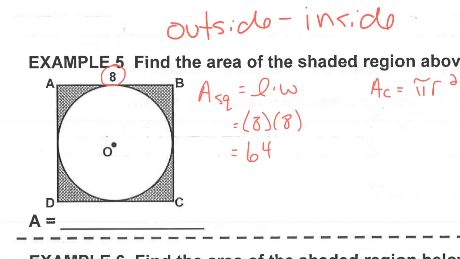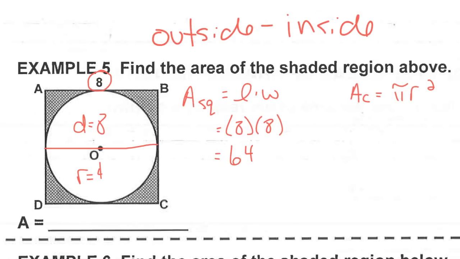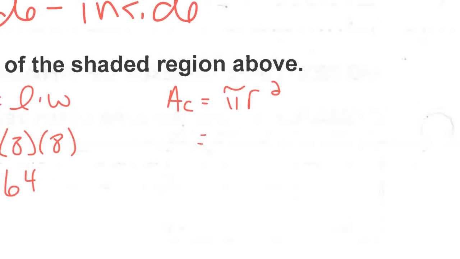Now, they didn't actually give us anything about the circle except that we know the length of the sides of the square, which happens to be the same as our diameter. So I know the diameter equals 8, which means the radius must be 4. So I'm going to come over here, pi times 4 squared, which is 16 pi.